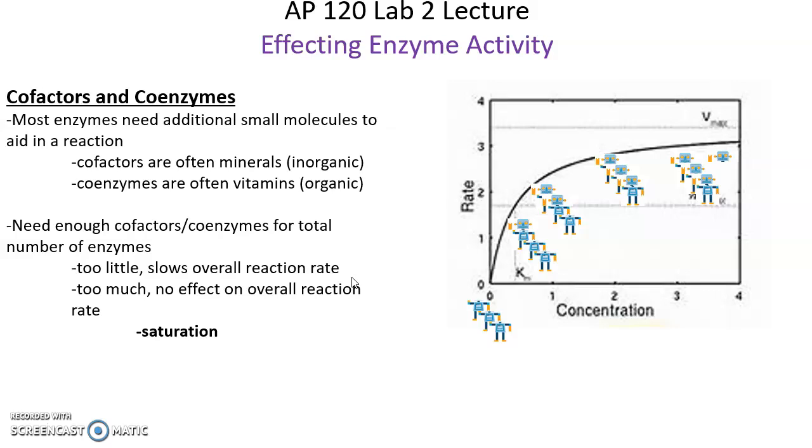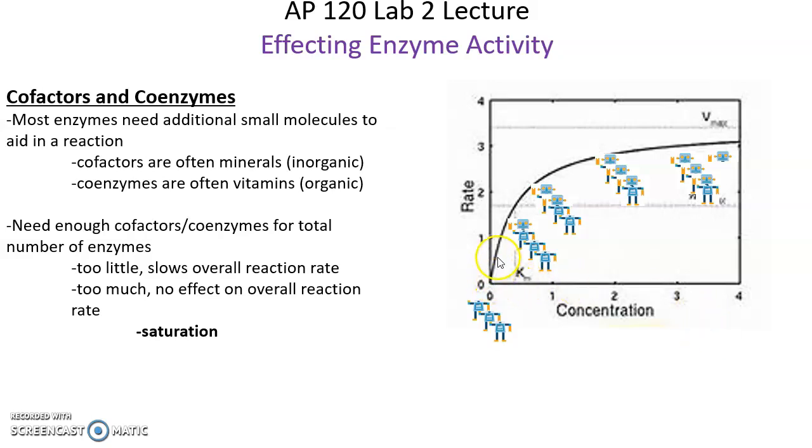Cofactors and coenzymes are structures that some enzymes need to work. The cofactors are often minerals, inorganic, they have to bind to the enzyme to get it to function. Coenzymes, often organic like vitamins, again, they have to bind to the enzyme to make it function. Some enzymes have cofactors and coenzymes, others do not. So if there is very little of the cofactor or coenzyme, fewer enzymes will be functional, so they will be slower. But as you add more cofactor or coenzyme, the enzymes will become active until you have all of your enzymes active. After that, adding more cofactor or coenzyme will have no effect.